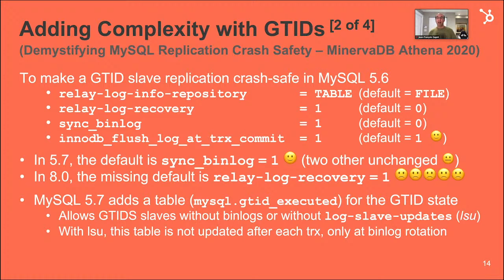MySQL 5.7 adds a table, gtid_executed, to track the GTID state, so there is no need anymore to enable binlog and log slave updates to be able to use GTID.